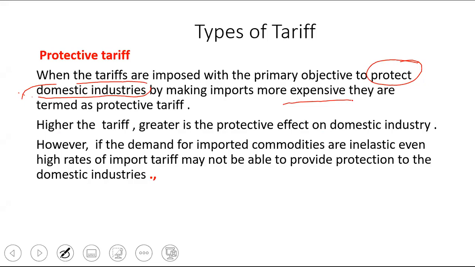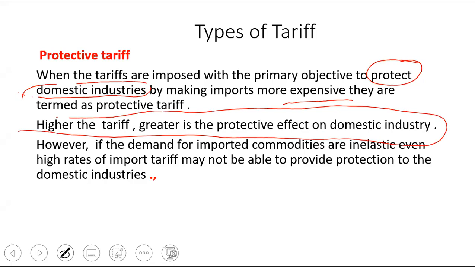Higher the tariff, greater is the protective effect. Government जितना ज़्यादा high tax impose करता है, high tariff import करता है, उतना ज़्यादा आपका domestic industry को protection मिलेगा. Higher the tariff, greater is the protection. Why? When the tariff is high, import will be less. When import is less, it is having protective effect on the industry.